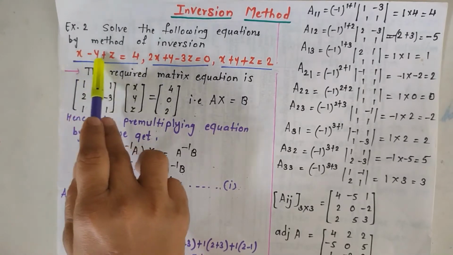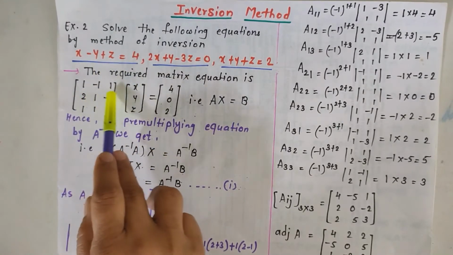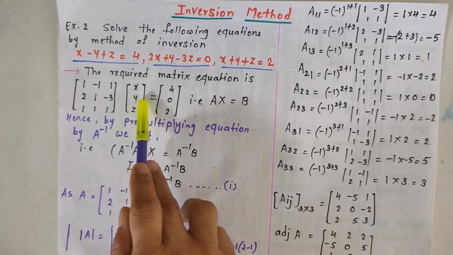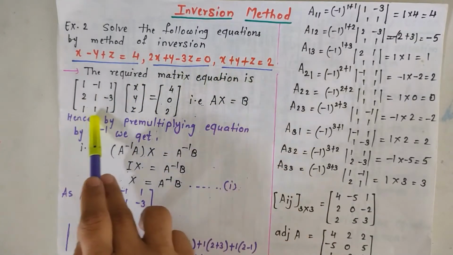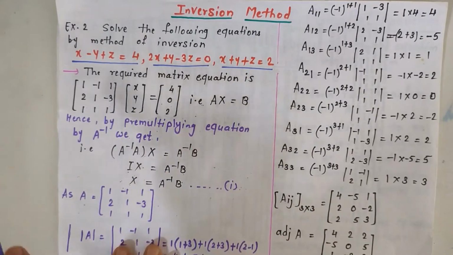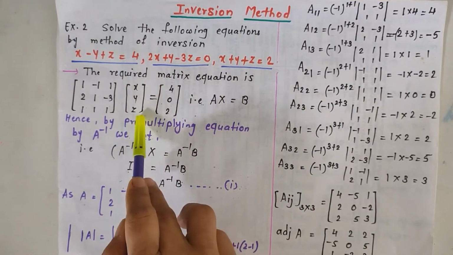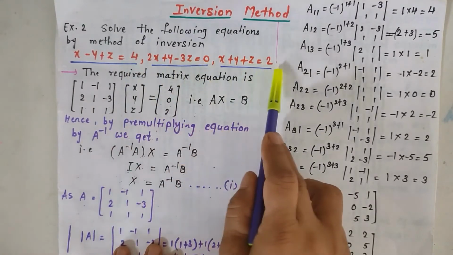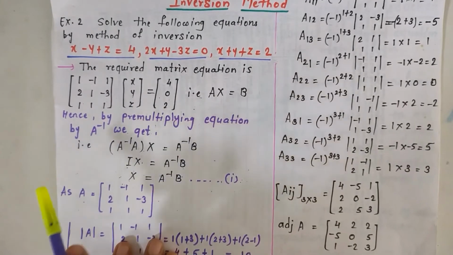First row is the coefficients of the first equation: 1, minus 1, 1. Second row is the coefficients of the second equation: 2, 1, minus 3. Third row is the coefficients of the third equation: 1, 1, 1. Into the variables x, y, z is equal to the constants of the given equations, 4, 0, 2, in column matrix.